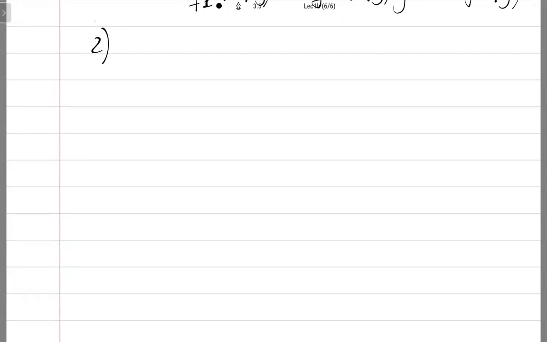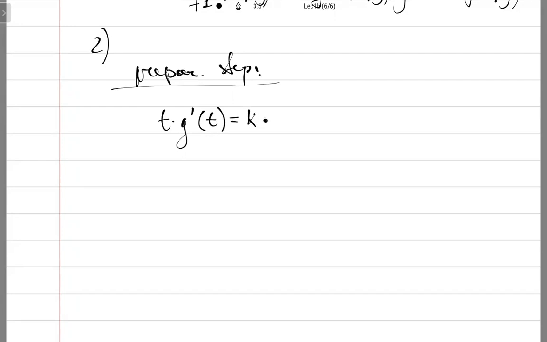Okay, just a small preparation step. Let's solve the following differential equation: g prime of t times t equals k times g of t. It's like Euler's equation for one variable. That's Euler. Let's solve a particular case.